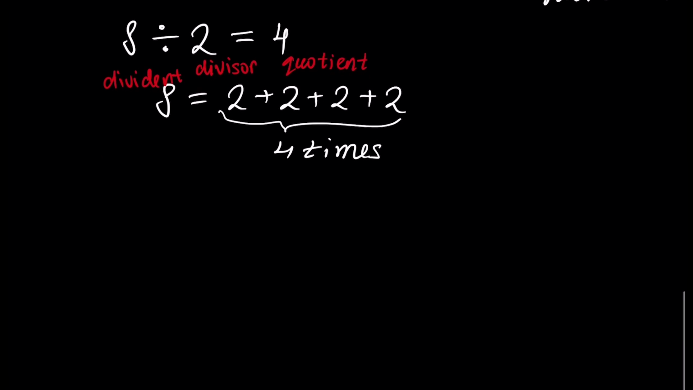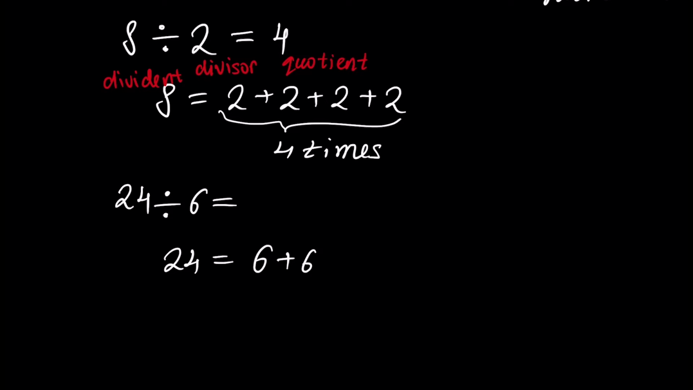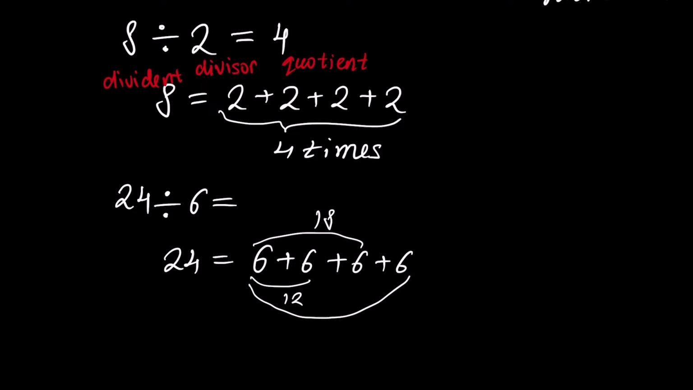Another example is 24 divided by 6. Because 24 can be written as 6 plus 6 plus 6 plus 6, here it will be 12, this will be 18, and this will be 24. That's why 6 is contained in 24 4 times, and the result is 4.